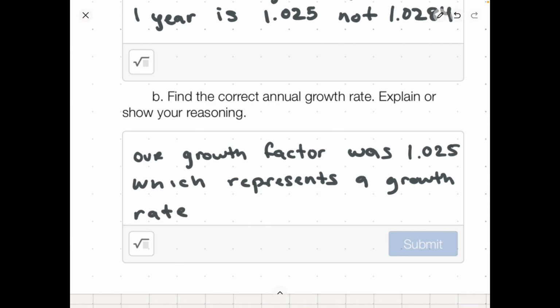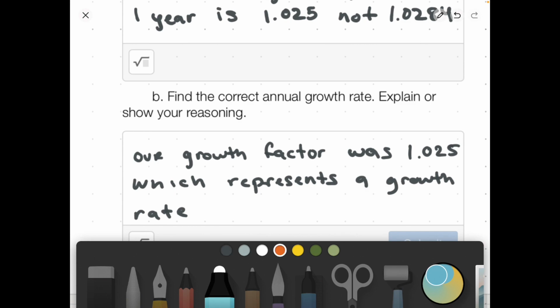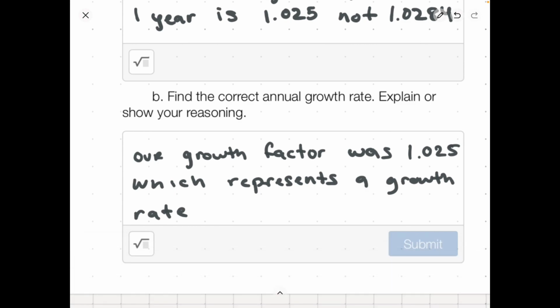So whenever they say growth rate, they're asking for a percentage. Growth factor is that 1.025. So if I want to convert this into what percent did we increase, well, you can see that here on the end, this represents 100% of the population.